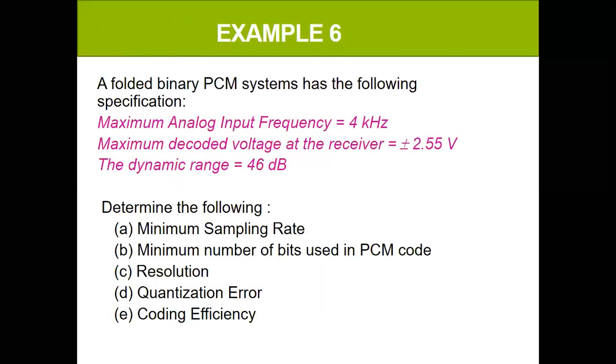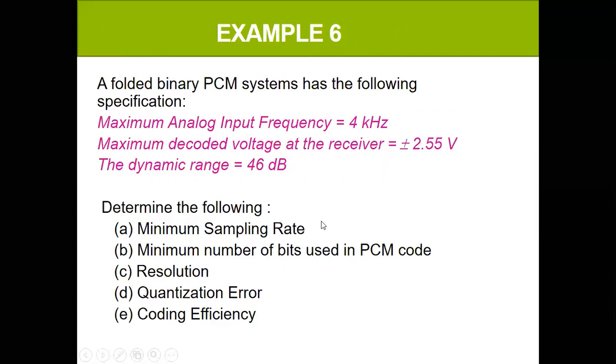So for example, let us see one example. This is a folded binary PCM. Don't worry, if it is unfolded, it is exactly the same way we can calculate. Okay, so one folded binary PCM system has the following specification. Maximum analog input frequency is 4 kilohertz, meaning FM is 4 kilohertz. Maximum decoded voltage at the receiver is plus minus 2.55 volt, this is the Vmax, and the dynamic range is given as 46 dB. Determine the following: the minimum sampling rate.